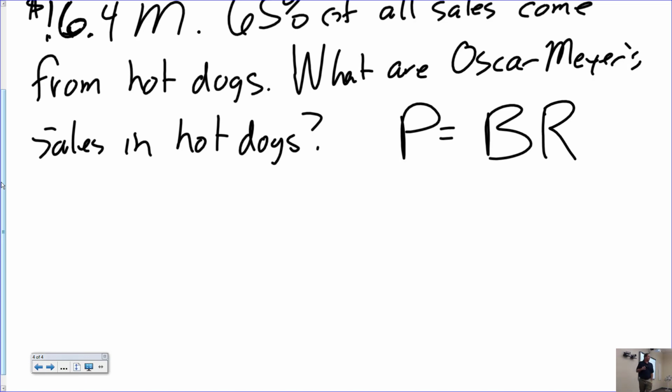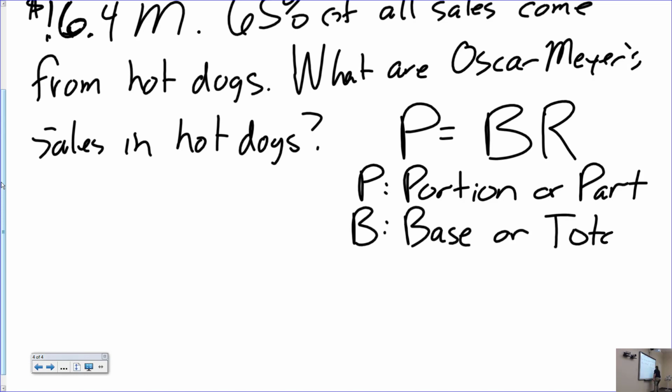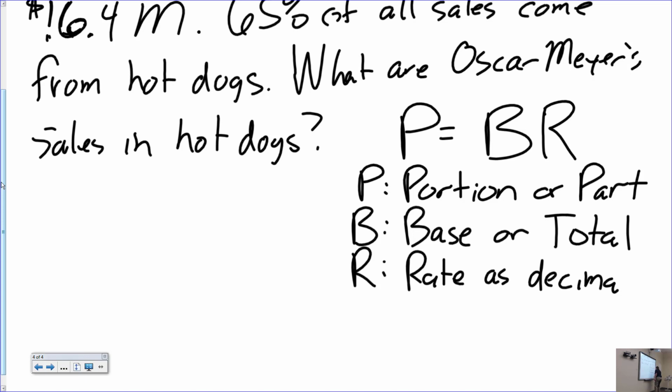For those of you who are old enough to know what a good PBR is, what does P, B, and R stand for in a percentage problem, folks? P stands for the portion or the part. B stands for the base or the total, and R is the rate as a decimal.